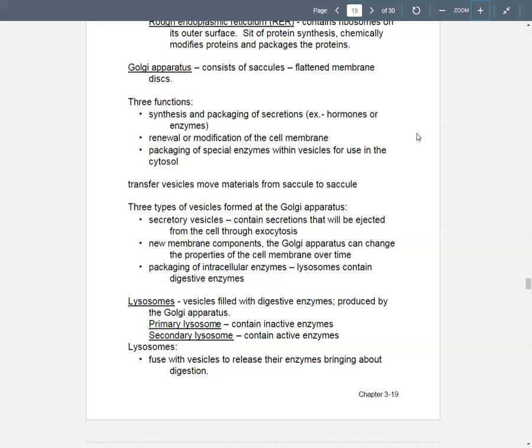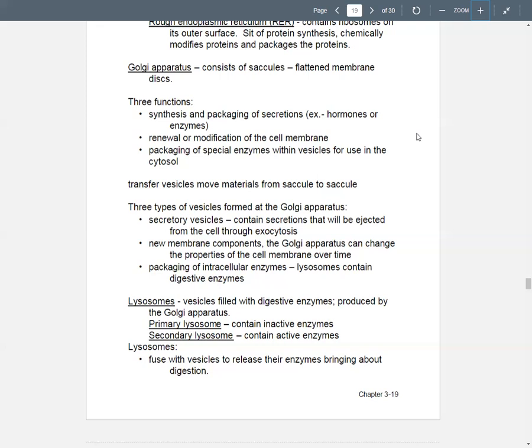So you have 3 different kinds of vesicles that you make at the Golgi apparatus. Some are secretory, which means they have secretions, and they're going to be released from the cell through a process called exocytosis. Again, don't get bent out of shape over these words. What's exo mean? Outside. What's cyto mean? Cell. So it's the process of moving things out of the cell. All right, so you also have the process of making new membrane components that exist on the cell membrane. So the Golgi apparatus can actually change the properties of a cell membrane over time.